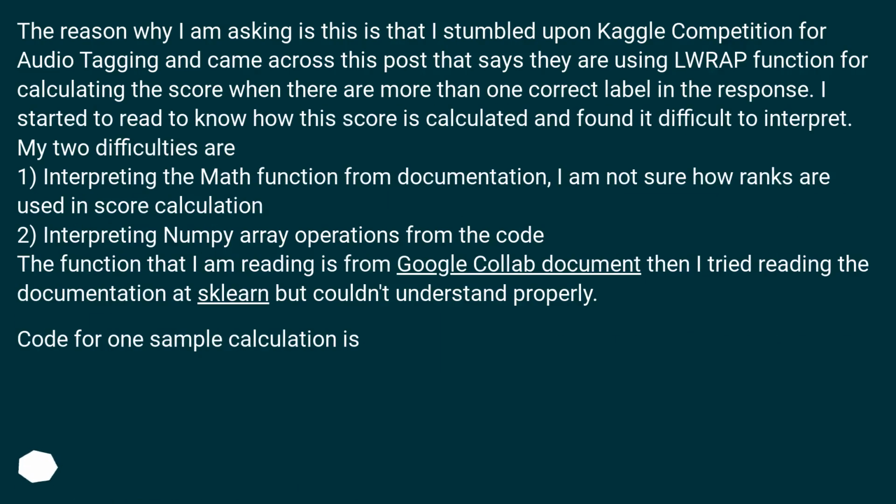The reason why I'm asking is that I stumbled upon a Kaggle competition for audio tagging and came across this post that says they are using the wrap function for calculating the score when there are more than one correct label in the response. I started to read to know how the score is calculated and found it difficult to interpret. My two difficulties are: 1. Interpreting the math function from documentation. I am not sure how ranks are used in score calculation.